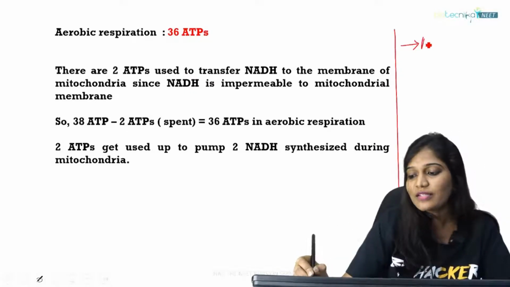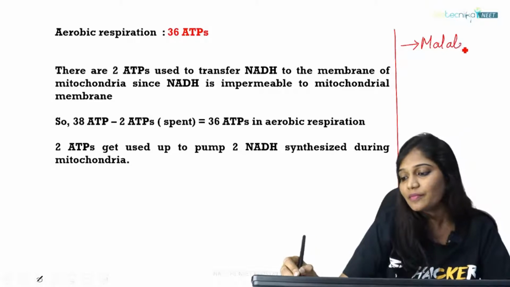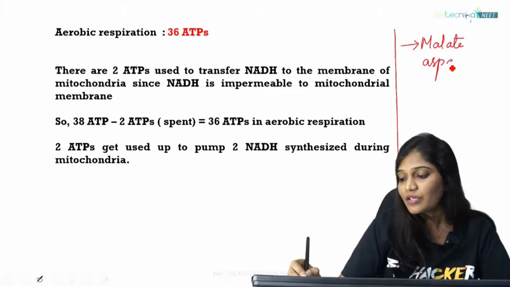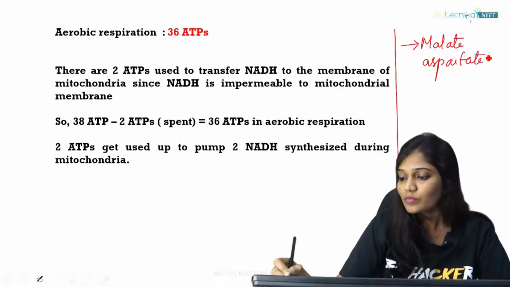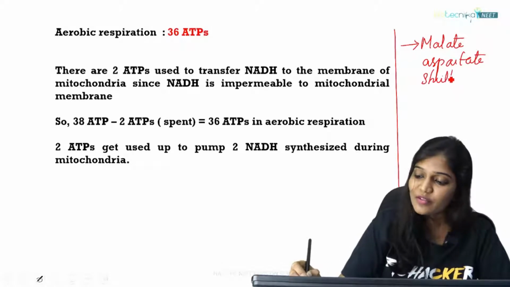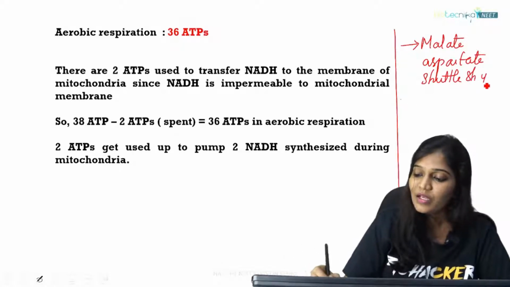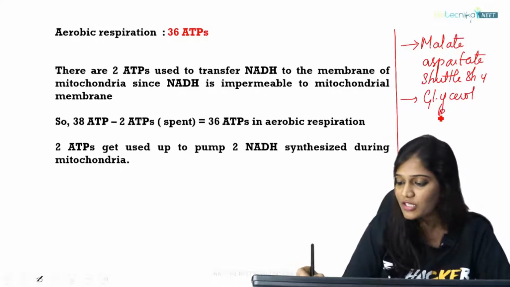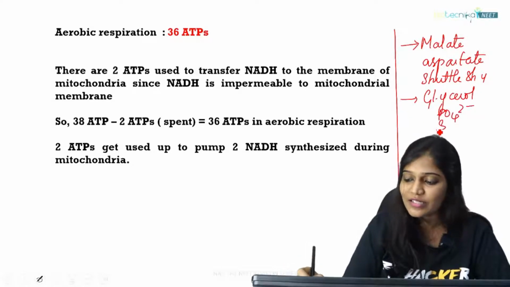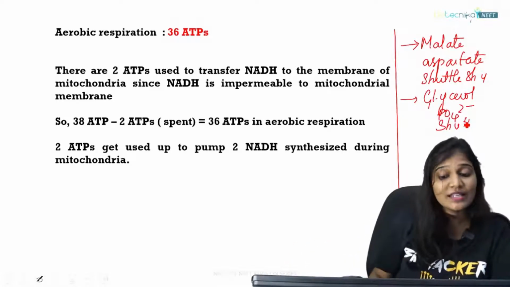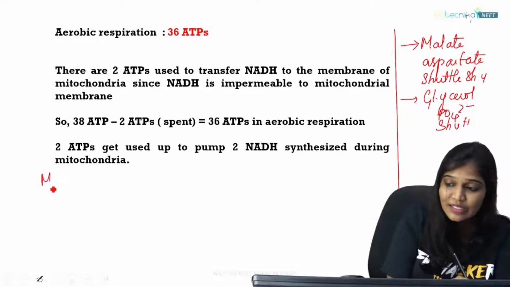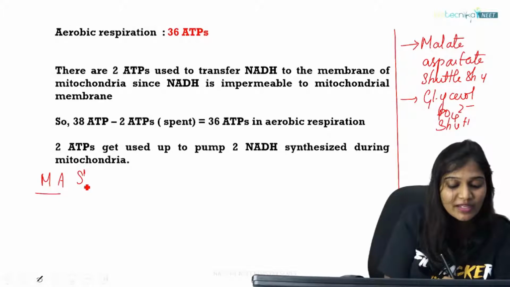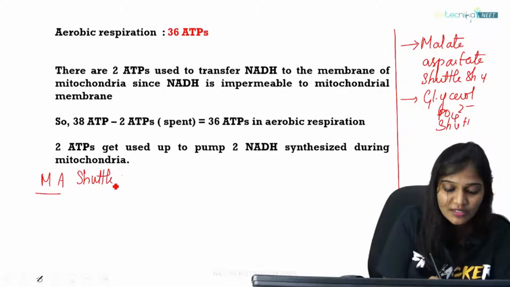One shuttle system is called the malate aspartate shuttle system. Another one is going to be the glycerol phosphate shuttle system. So let's understand this one. The first thing is, let me talk about the malate aspartate shuttle system. I'm writing it as the MA shuttle system.